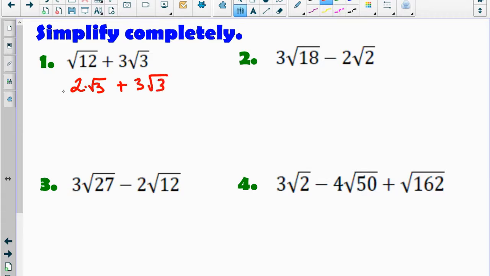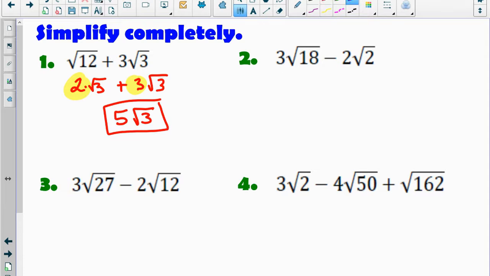So now I have 2 square root of 3 plus 3 square root of 3. In this case, I have the exact same radical, so I can add these together. Since 2 of something plus 3 of something gives me 5 of them, this is going to be 5 square roots of 3. Notice I don't add the 3's together. It doesn't become square root of 6. I leave that radicand the same. I'm just adding up how many of those square roots I have.